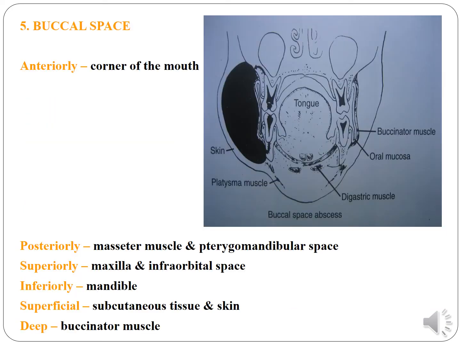The next one is the buccal space. Anteriorly it is bounded by the corner of the mouth, posteriorly by the masseter muscle and pterygomandibular space, superiorly by the maxilla and infraorbital space, inferiorly by the mandible, superficially by the subcutaneous tissue and skin, and deep by the buccinator muscle.